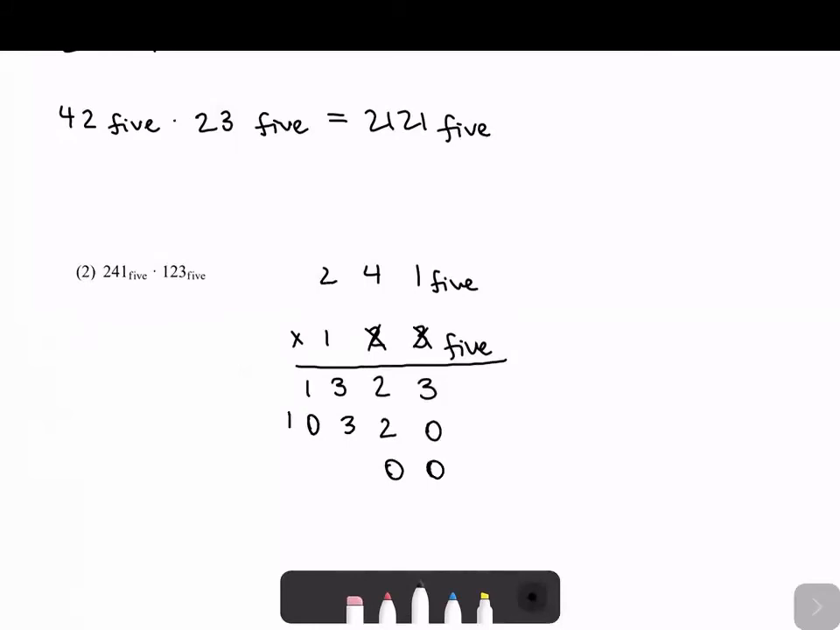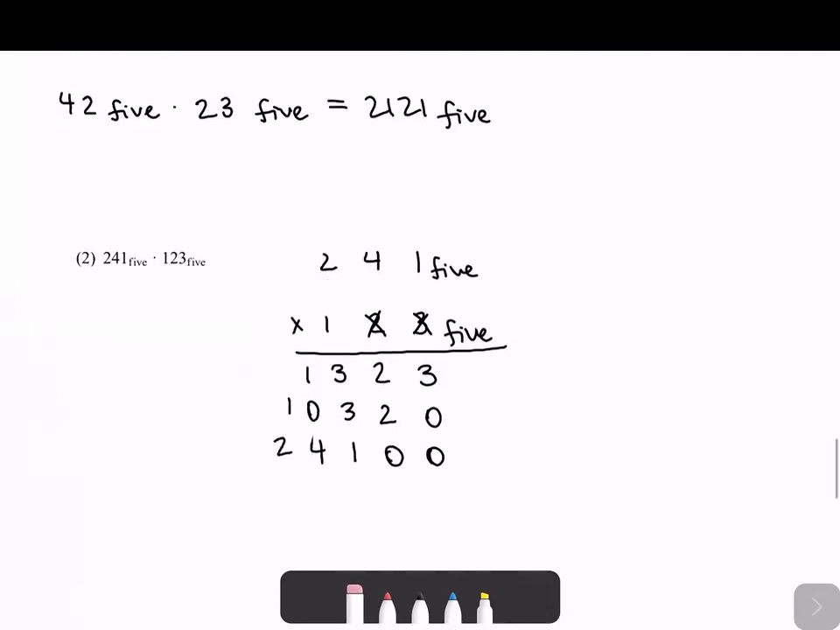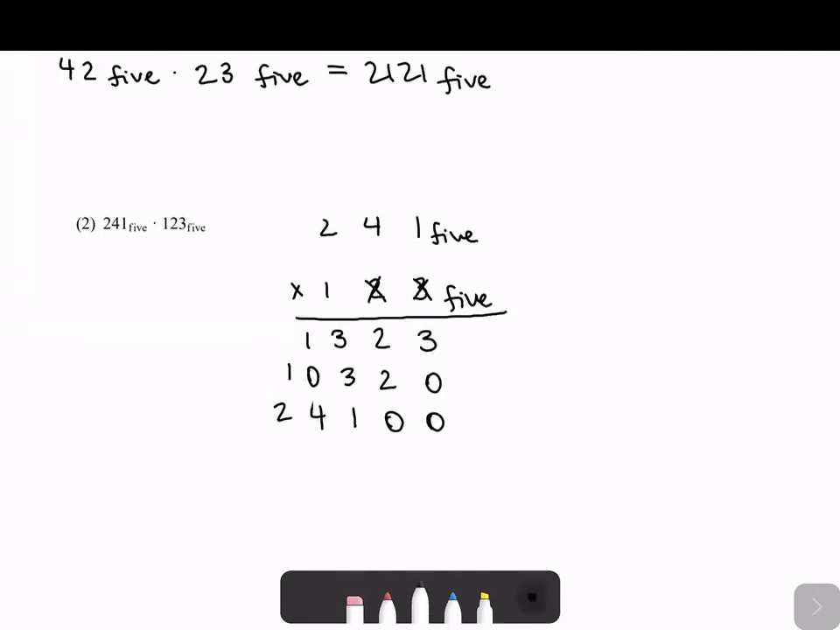Okay, so now we're going to deal with this 1. So 1 times 1 is just 1. That one was simple and easy, so we go to the next one. 1 times 4 is 4. And lastly, 1 times 2 is 2. Okay, so that was all. So now we've multiplied all 3 of those bottom digits.